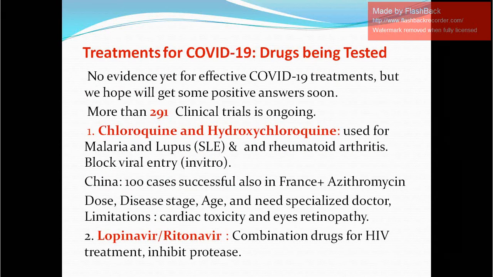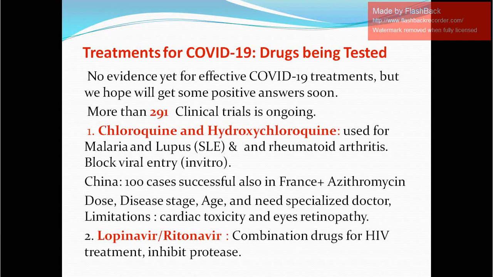Treatment for COVID-19 drugs has been tested, and there is no evidence till now of an ideal antiviral drug, but there are more than 291 clinical trials going on. The first drug is chloroquine and hydroxychloroquine, which is a malaria, lupus, and anti-rheumatoid drug. They believe it blocks viral entry.